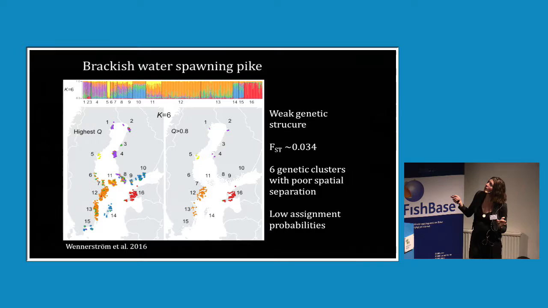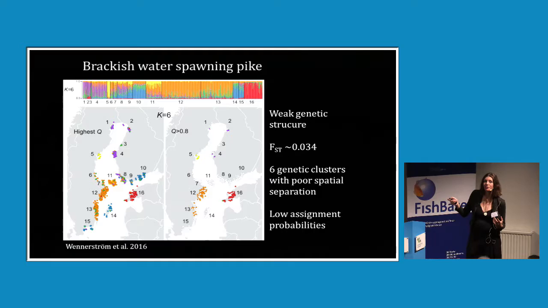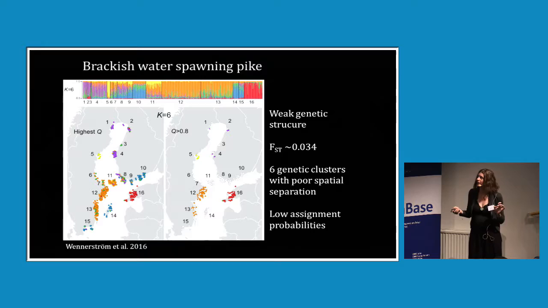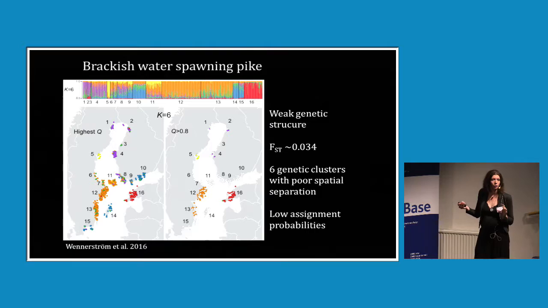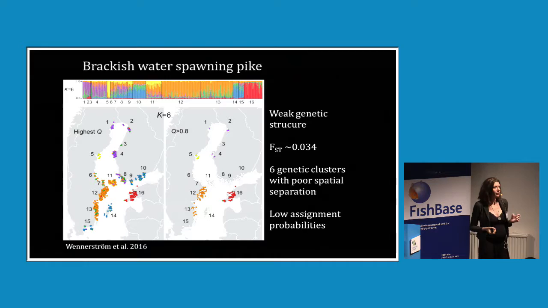This is a bar diagram where each bar is one single individual. And what we see here is that the probability for each individual to belong to one single group is not very high. Most individuals seem to be a mixture of a lot of different genetic groups. And if you plot up the individuals that are surely assigned to one of these genetic groups, that is, they have a probability of 80% to belong to that group, there's not a lot of individuals left. Most of these pikes are not really strongly assigned to any genetic group. So this means that we actually don't see a very pronounced genetic structure in this system.